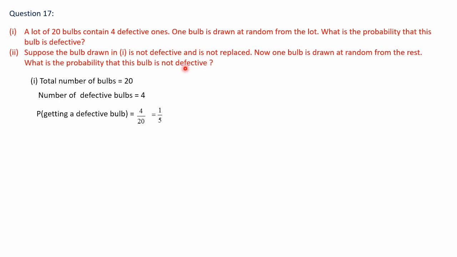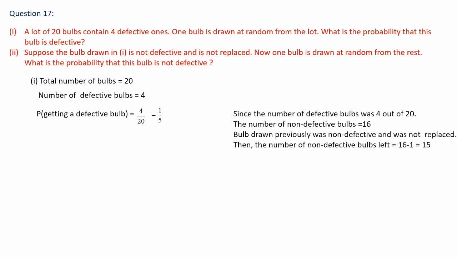So we need to do a little bit of thinking here. Since the number of defective bulbs was 4 out of 20, the number of non-defective, means good bulbs, is 20 minus 4, that is 16. As per your condition, you are taking a bulb that is not defective and you are not replacing it, means you are taking it away. Out of 16 good bulbs, you are choosing one in the first question. You are not keeping it back.